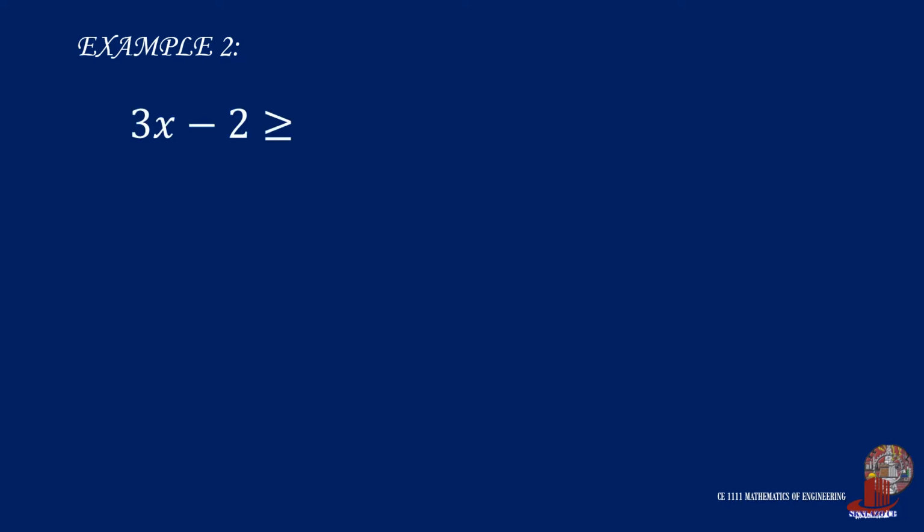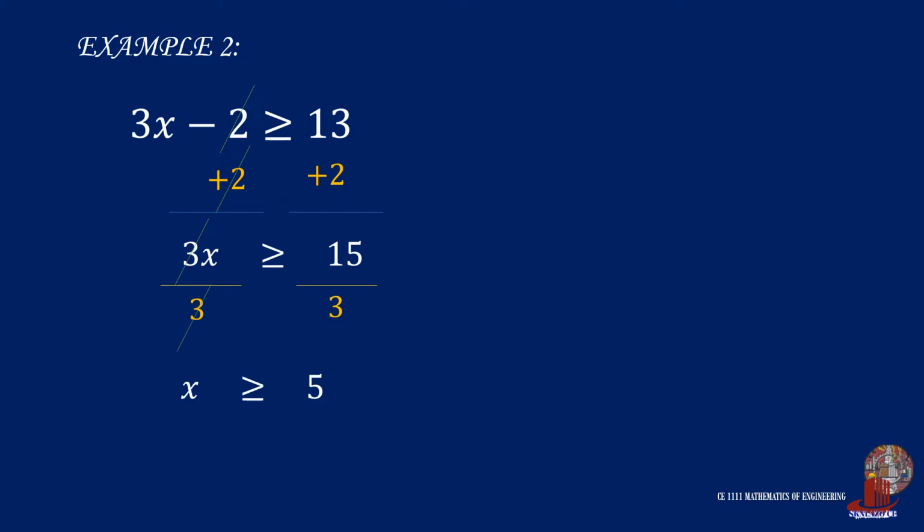How about 3x minus 2 is greater than or equal to 13? We start solving this inequality by adding 2 on both sides, thus we can cancel negative 2 and positive 2 in the left side, leaving 3x. The right side will also have 13 plus 2, which is simplified as 15. Thus, we have 3x is greater than or equal to 15. Then, to isolate x, we divide both sides by 3. So we get x as greater than or equal to 5.